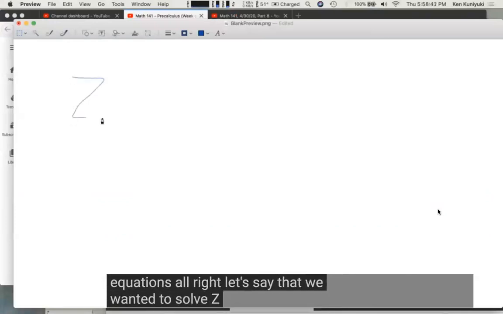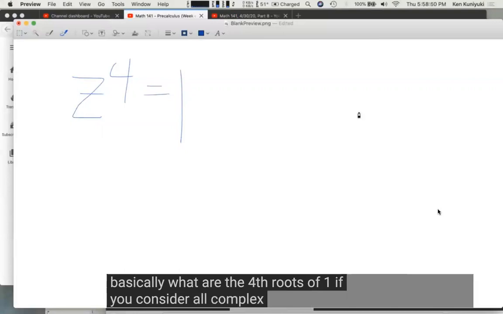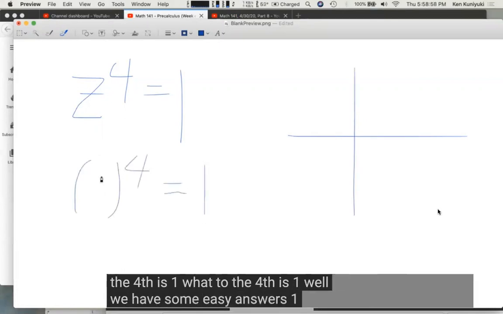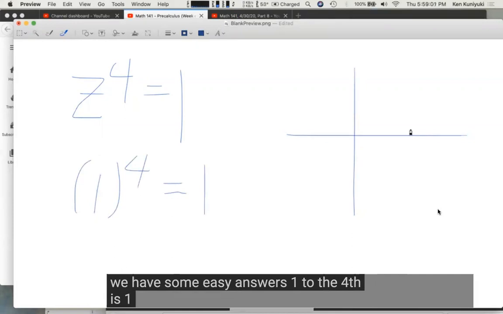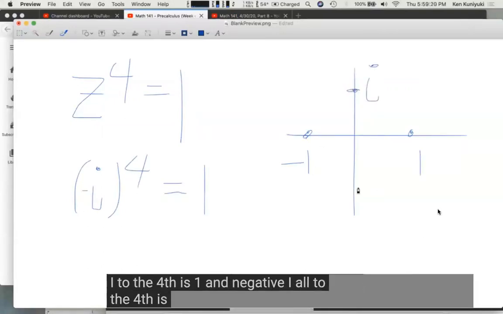Let's say that we wanted to solve z to the fourth equals 1. Basically, what are the fourth roots of 1? If you consider all complex numbers, what to the fourth is 1? Well, we have some easy answers. 1 to the fourth is 1. Also, negative 1 to the fourth is 1. We have two imaginary values that work out. i to the fourth is 1. And negative i all to the fourth is 1.